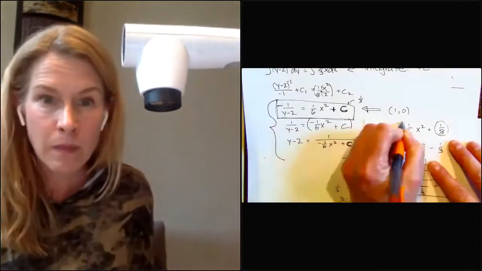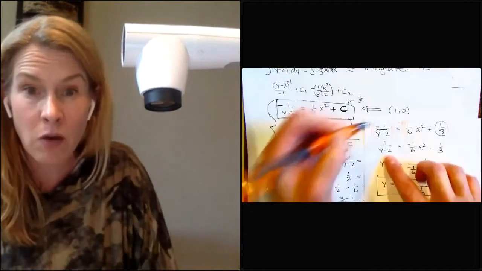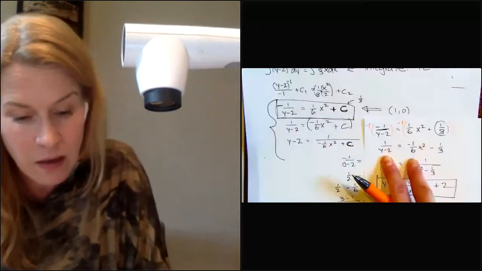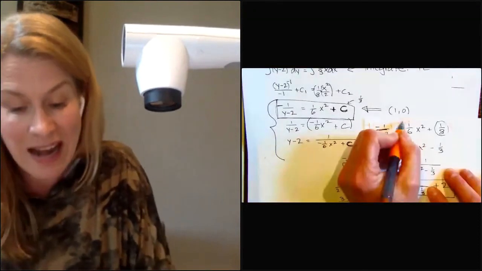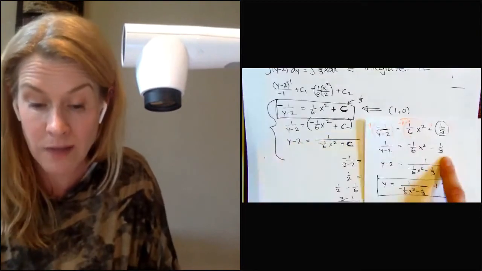I don't know if you can see that. It's a -1 and a -1. So negative times negative, I get positive 1 over y minus 2. And then here I get -1/6 x squared, and then I get a -1/3. So that's where the -1/3 came from. Okay, it was positive, now it's negative.